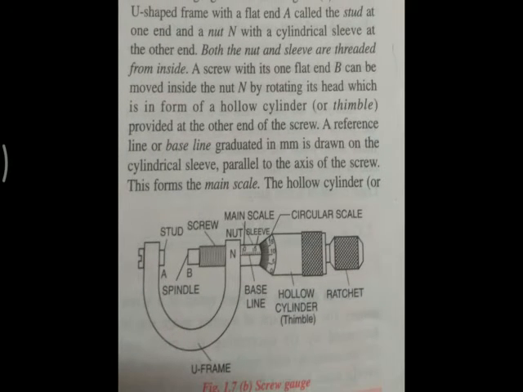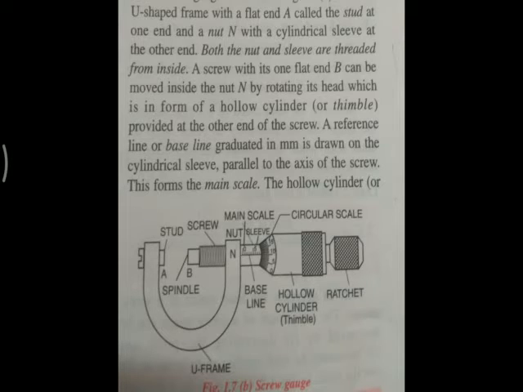And with the help of the circular scale, you calculate the circular scale reading. The screw is always rotated by turning the ratchet. Whenever you are moving the screw, you will not hold the cylinder part, you will not hold the stud, or move the sleeve. What you will move is the ratchet only, right?